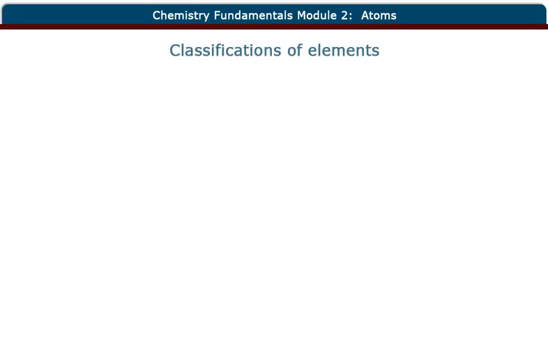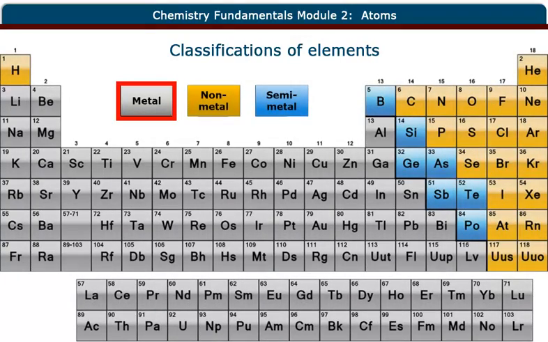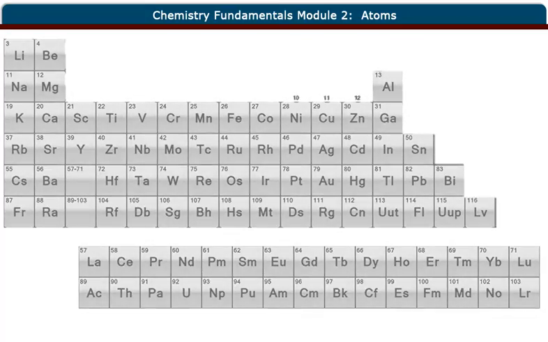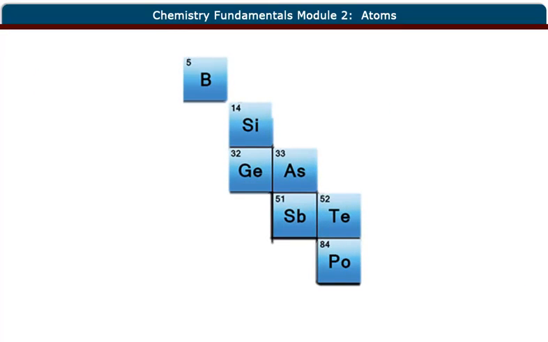All elements are classified on the periodic table as either a metal, indicated by the gray, non-metal, indicated by the gold, or semi-metal, indicated by the blue. One of the first things you may notice is that there are way more metals than non-metals, and there are only a few semi-metals.